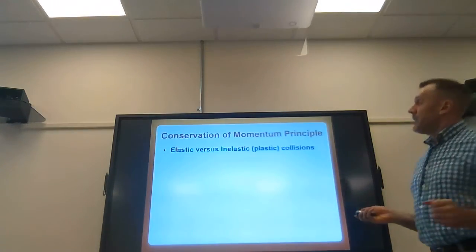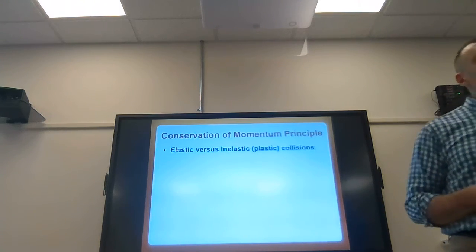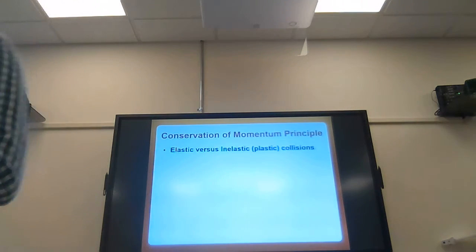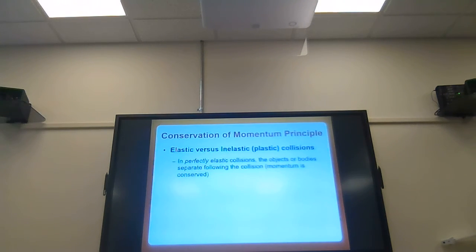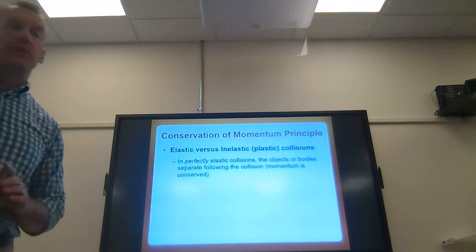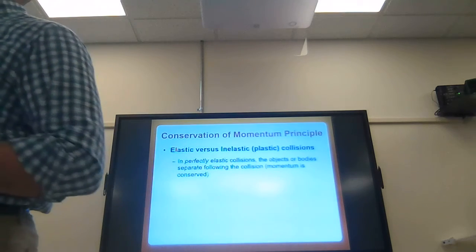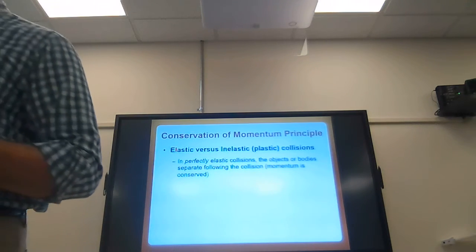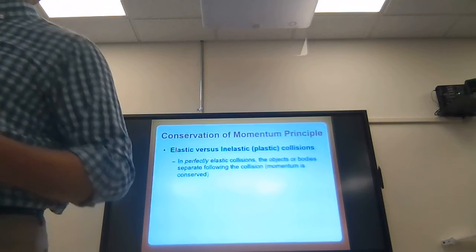So let's consider a couple of different types of collisions: elastic versus inelastic. So in perfectly elastic collisions, the objects or bodies will separate following the collision. Okay, so oftentimes elastic collisions are described with one object colliding with an immovable object.